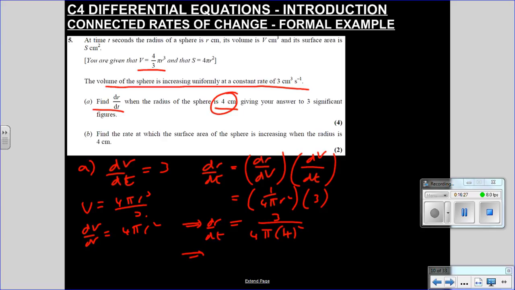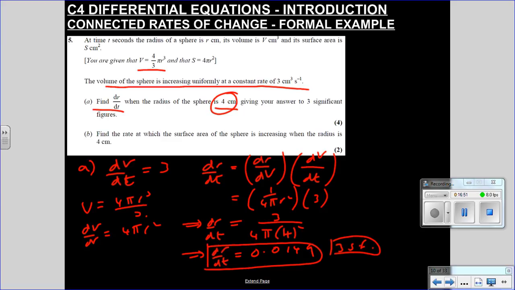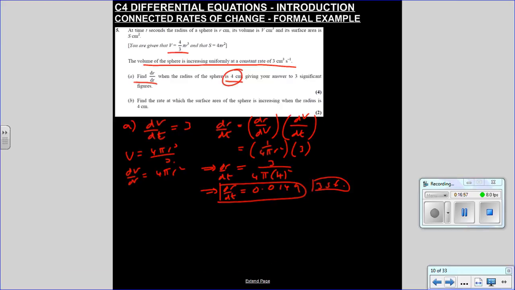So therefore, dr by dt is going to equal 3 divided by 4 times 16 times pi, which is 0.0149. Okay, there's our answer for part A. For part B, it says find the rate at which the surface area of the sphere is increasing when the radius is 4.